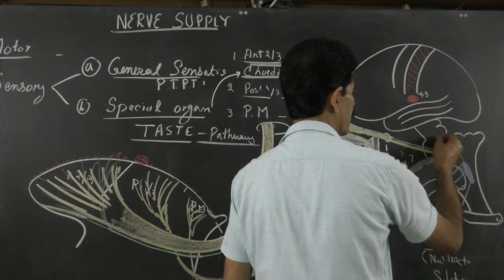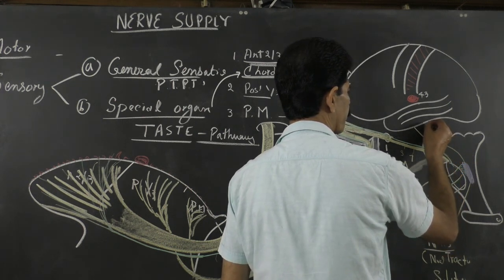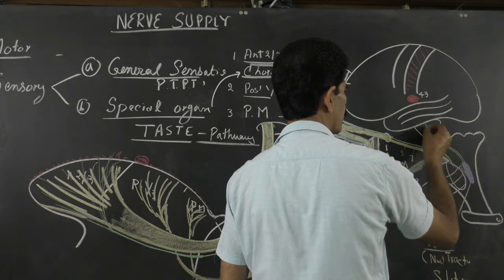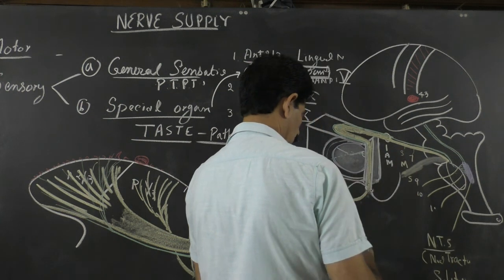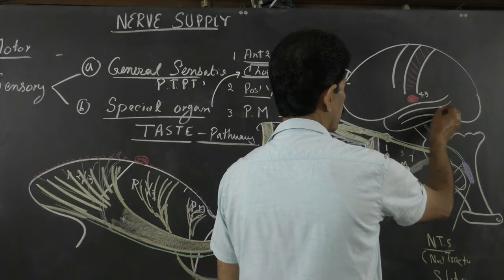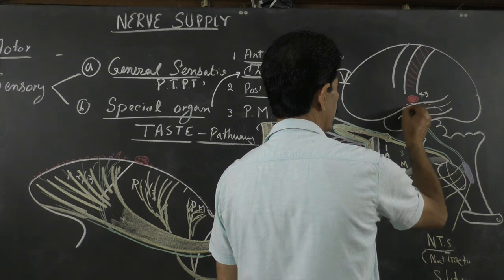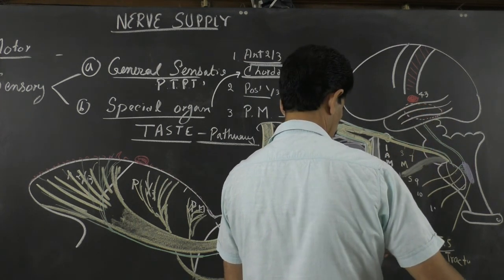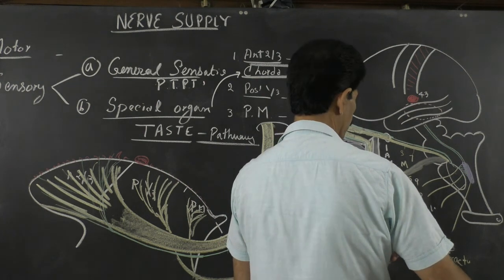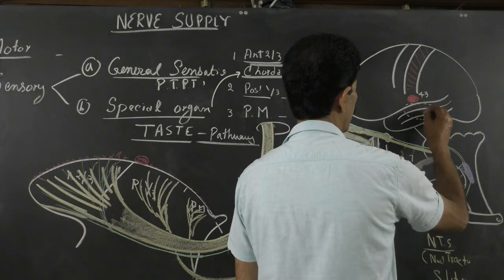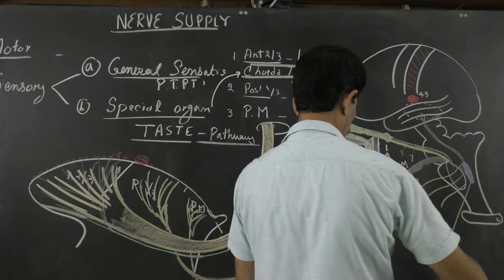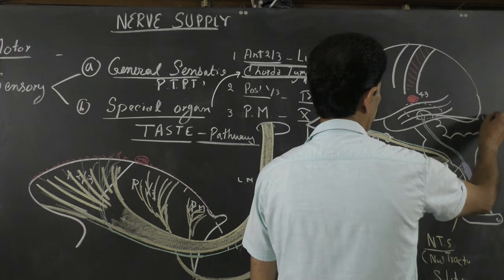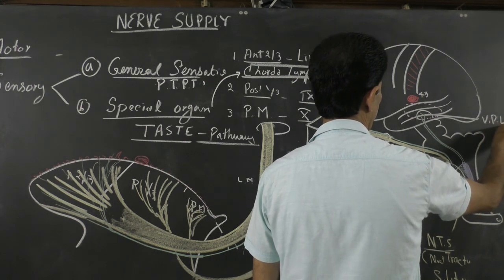they ascend into the pons, and they ascend into the midbrain, and from the midbrain they relay in the sensory relay station of the brain, that is the thalamus, in the VPL nucleus, the ventro-posterolateral nucleus of the thalamus.